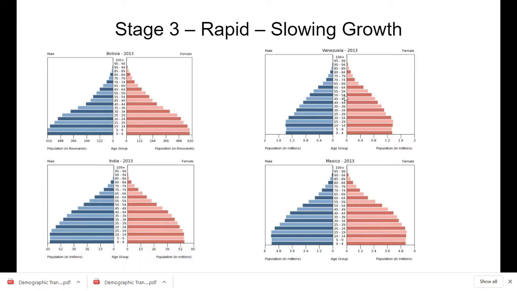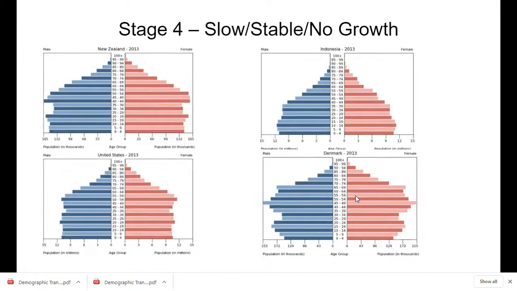Here's Mexico, here's Venezuela, here's Bolivia, which I think looks more like a 2, but here it's saying that that's starting to round, I guess. So that's a stage 3. And these are countries that have their women in the workforce and they're using birth control.